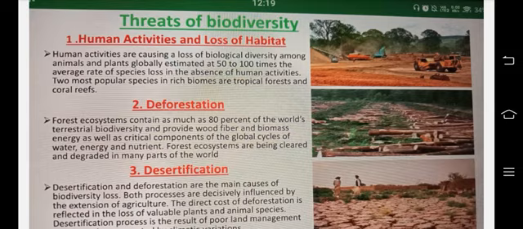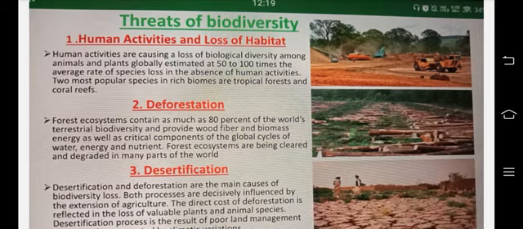Human activities are causing a loss of biological diversity among animals and plants, globally estimated at 50 to 100 times the average rate of species loss in the absence of human activities. The two most species-rich biomes are tropical forests and coral reefs.